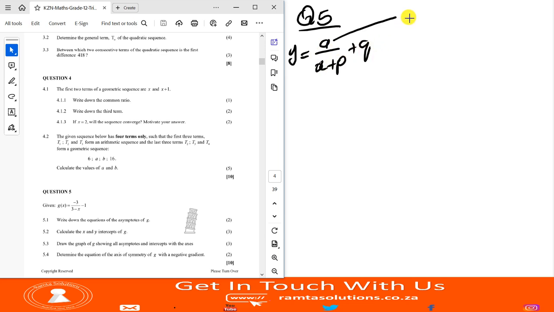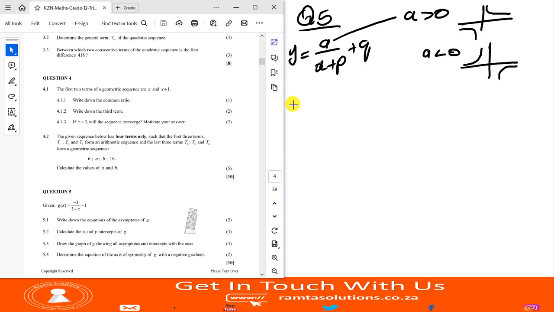Now let's talk about this a. If a is positive, these graphs lie between the first and the third quadrant. And if it's negative, they lie between the second and the fourth quadrant.